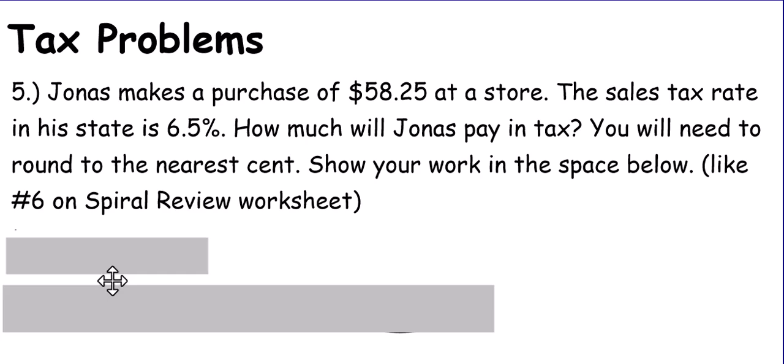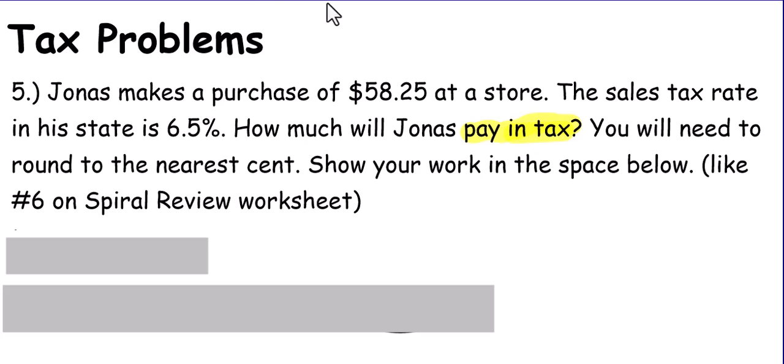All right, our next question is going to be really similar to number 6 on the spiral review worksheet. So it says, Jonas makes a purchase of $58.25 at a store. The sales tax rate in his state is 6.5%. How much will Jonas pay in tax? So this is a little bit different because we are looking for the amount of the tax that is going to be paid. Think of this kind of like the question where we wanted to find the amount that the person was going to save. This is the same idea. Now we will need to round our answer to the nearest cent here, similar to your spiral review worksheet.